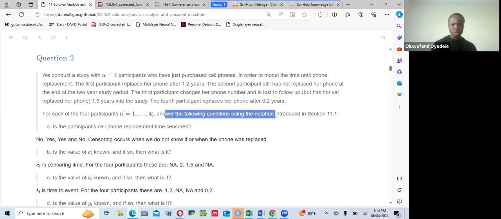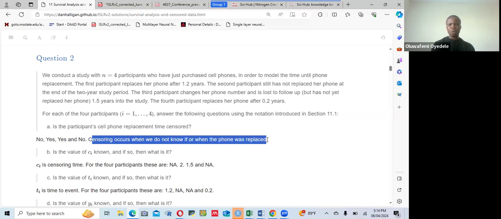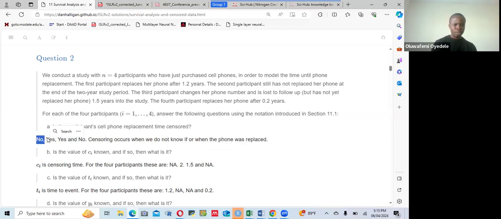And we answer the following questions using the notation in section 11.1 of the book. So they say, A, is the participant's cell phone replacement time censored? Okay, so here we can see that censoring occurs when we do not know when the phone was replaced. Since we do not know when this cell phone will be replaced, censoring is going to occur. So in this case, the first participant, we have no censoring. The second participant, yes, there will be censoring. The third participant, yes, there will be censoring. And the last participant, there will be no censoring.